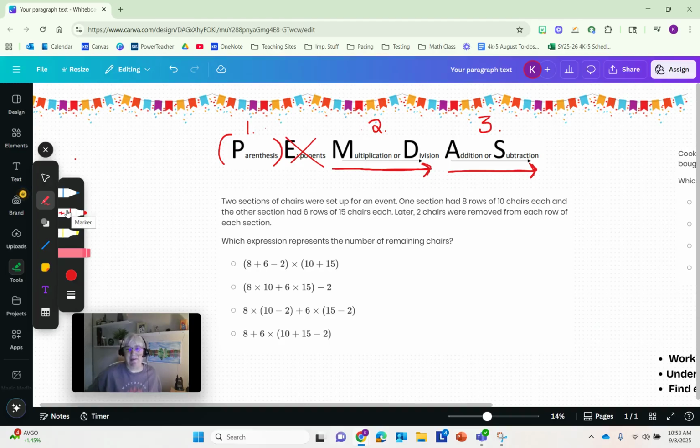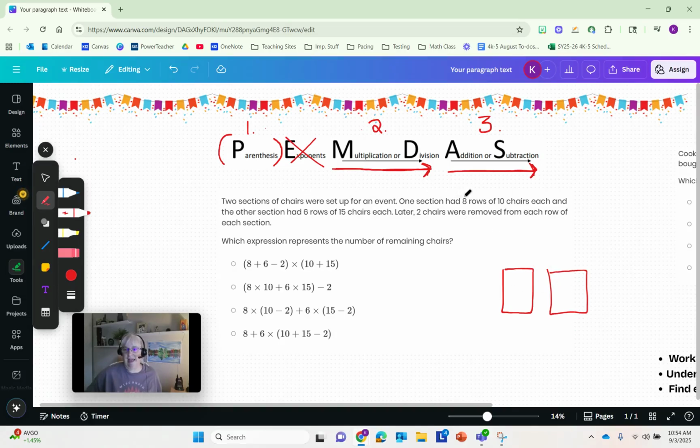We have a new problem here, and same thing. I'm going to read the problem, use what it tells me, and think about how that would be represented in a math expression. This one talks about chairs. 2 sections of chairs were set up for an event. I'm thinking like a wedding, where you're going to have one set typically on one side and a second set here. I like to draw pictures. It keeps me in.